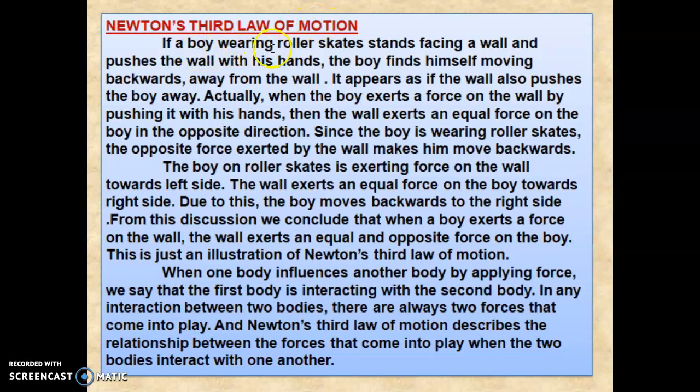If a boy wearing roller skates, standing facing a wall, pushes the wall with his hand, the boy finds himself moving backward away from the wall. It appeared as if the wall also pushed the boy away. Actually, when the boy exerts a force on the wall by pushing it with a hand, the wall exerts an equal force on the boy in the opposite direction. Since the boy is wearing roller skates, the opposite force exerted by the wall makes him move back.